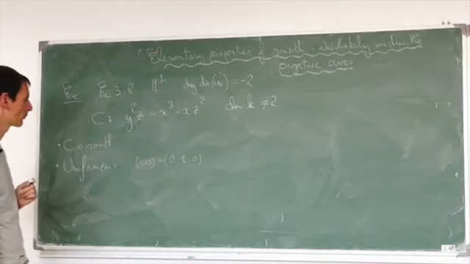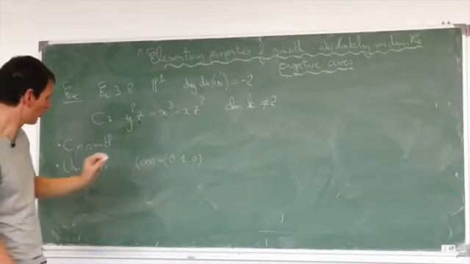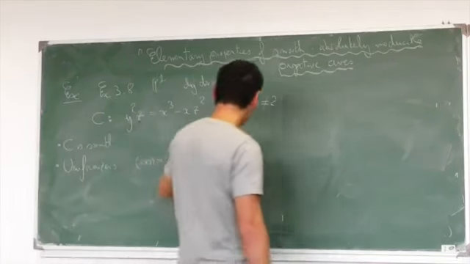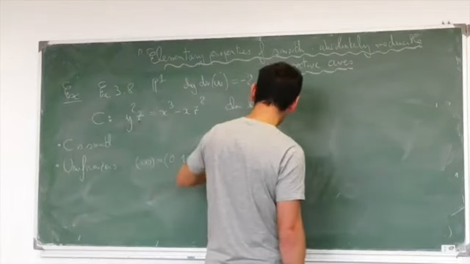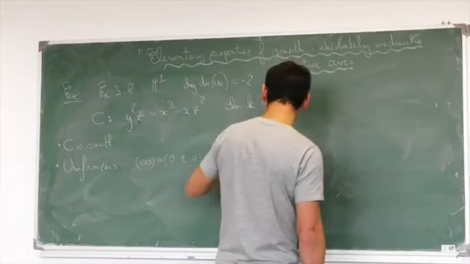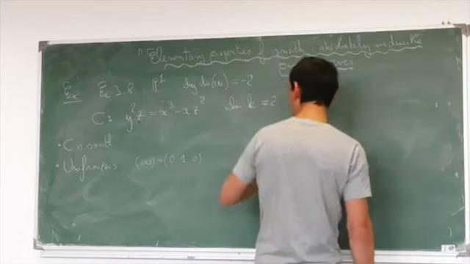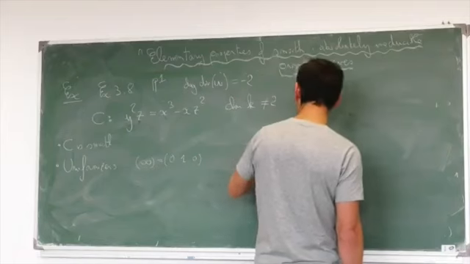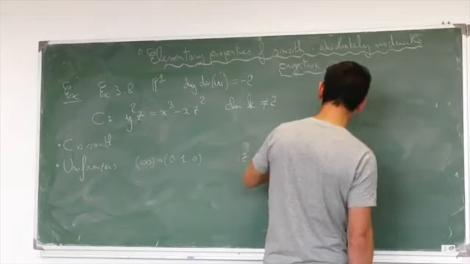So this is the point (0, 1, 0). Let's look at this point. At this point, I can rewrite my equation locally as z equals x cubed minus x z squared, right?